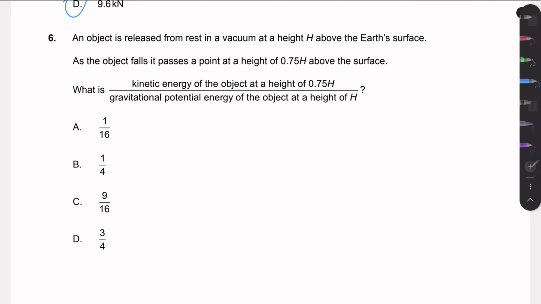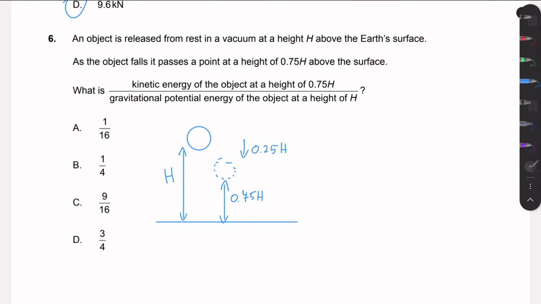Alright, now we have an object at rest at a height h above the surface, something like this. And as it falls, it passes a height of 0.75 h. So we have lost a quarter of our height. It has fallen 0.25 h. And we need to calculate the ratio of the kinetic energy of the object at this height and the potential energy at height h.